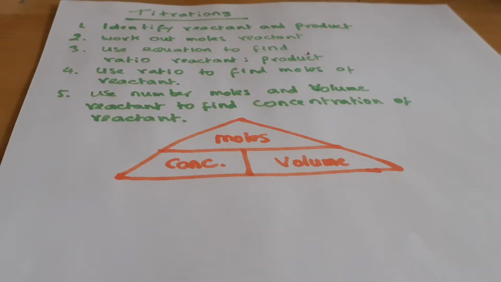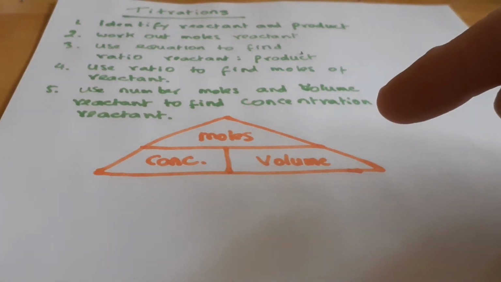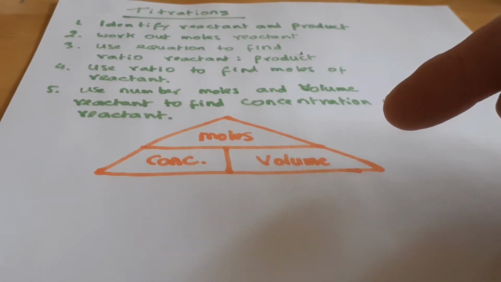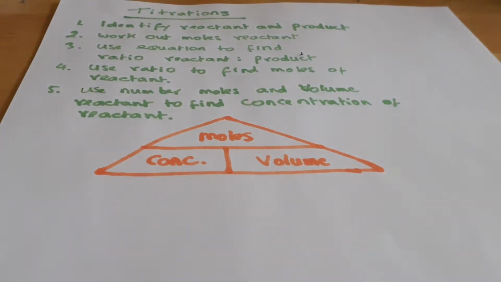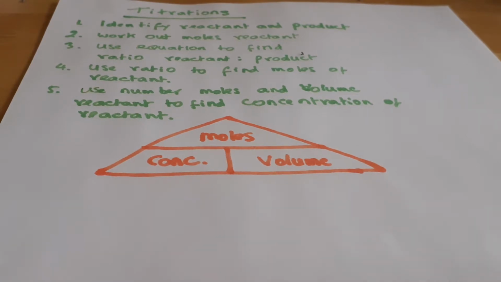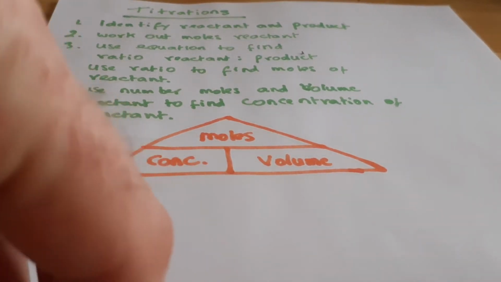And finally, you use the moles and volume equation again to find the concentration of the reactant or product. So effectively you are using this equation twice, and the ratio from the equation. It's as simple as that. So let's see this in action. So our first example.